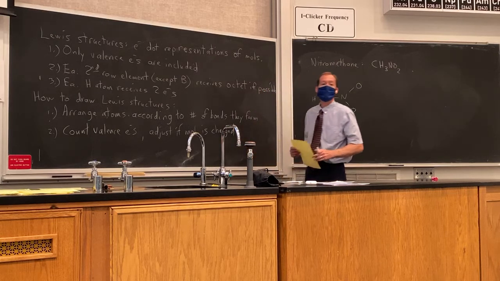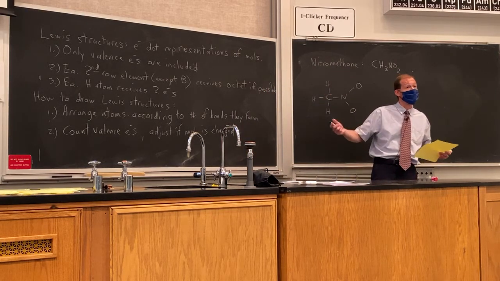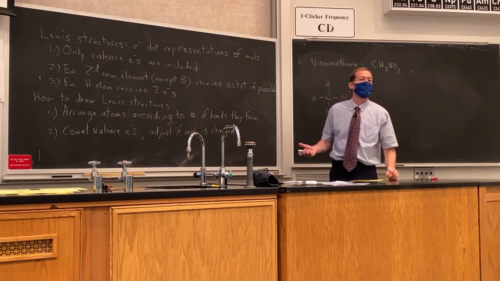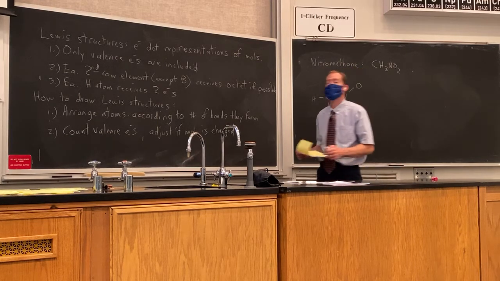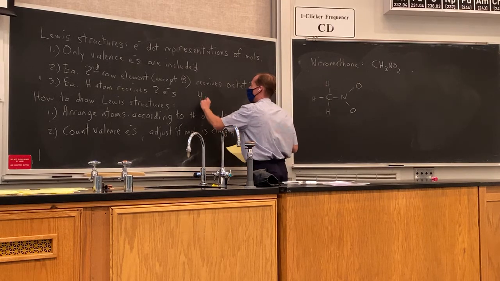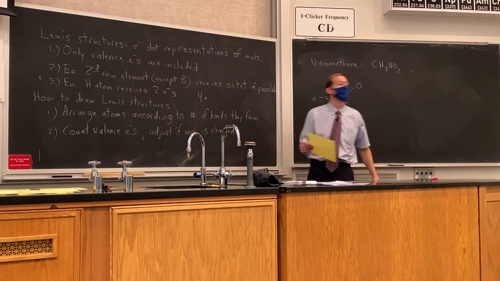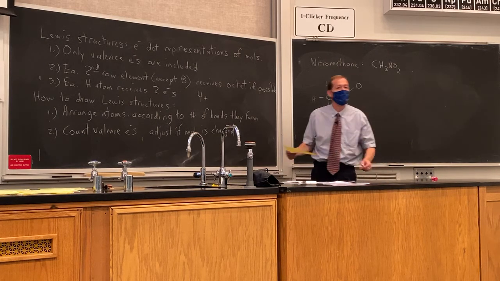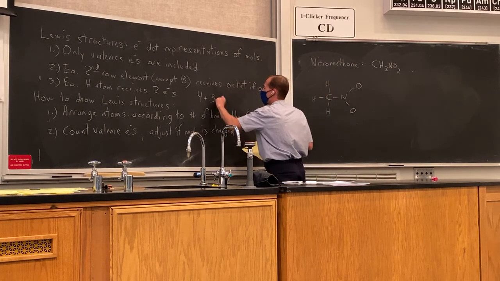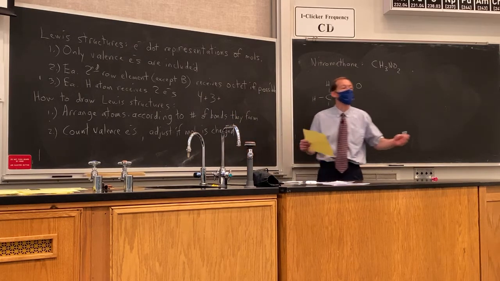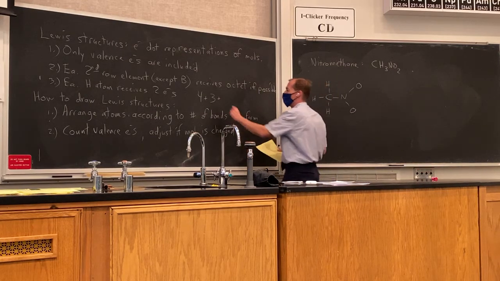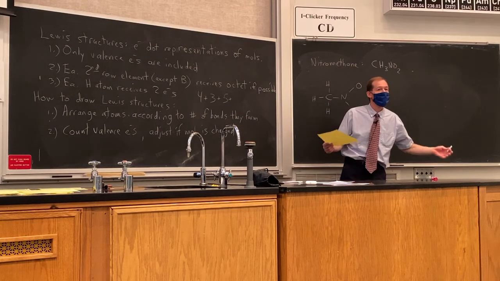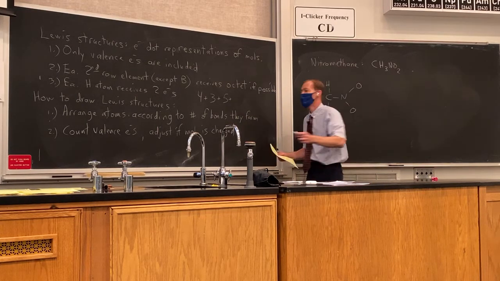Okay? So let's count our valence electrons for nitromethane. How many valence electrons come from our carbon? 4. How many valence electrons from hydrogen? 1. And how many hydrogens do we have? Okay. How many valence electrons from nitrogen? 5. How many valence electrons from oxygen? 6. And how many oxygens?